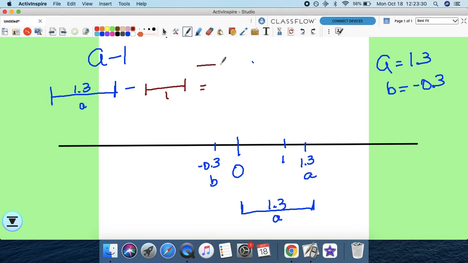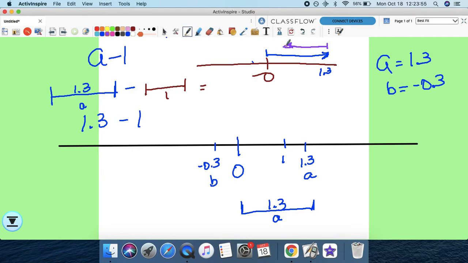Let's draw a number line. Here's 0. So A minus 1 is 1.3 minus 1. Yeah? So let's go to 1.3 first. And then subtract means go to the left because we're decreasing value, and I go 1. And I stop here. So this is my answer right here. How much is that?